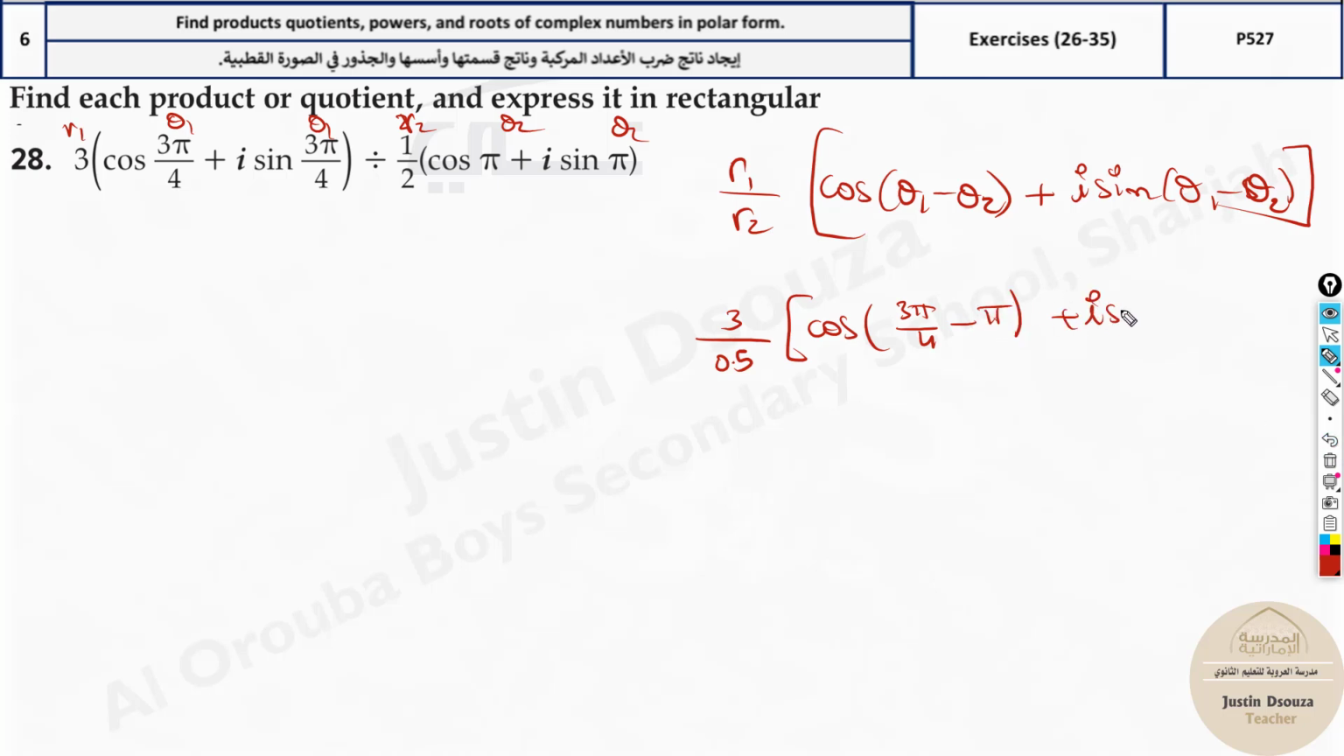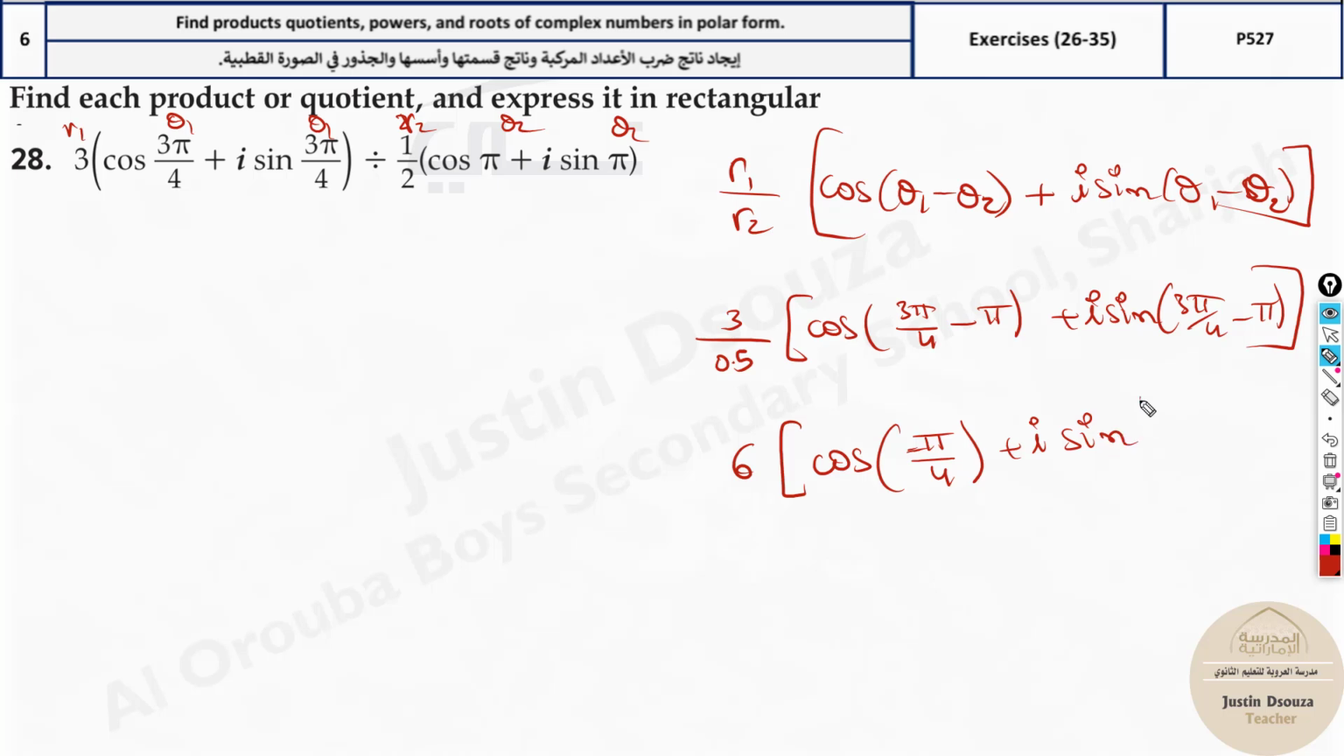Plus I sine, same thing, 3 pi by 4 minus pi. And what's happening over here? This is 3 divided by 0.5, which is 6. We have cosine. Now what is 3/4 pi minus pi? It will be negative pi by 4, or 1/4 pi, okay? Plus I sine, again the same thing, negative pi by 4.